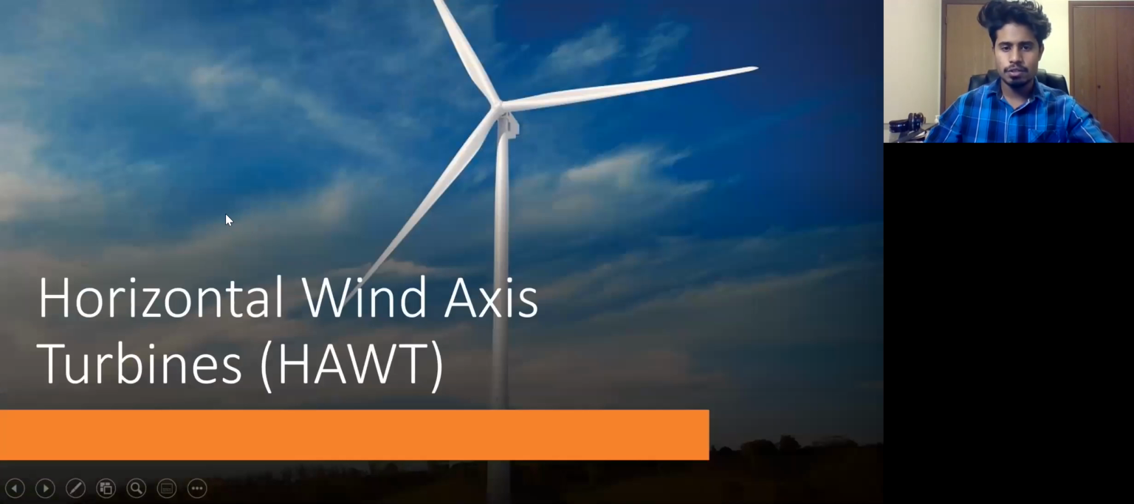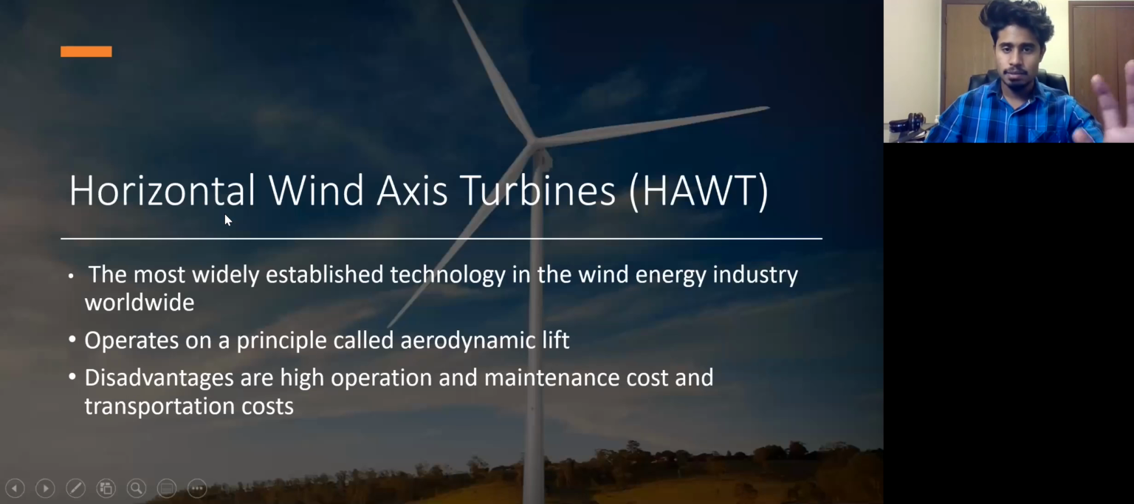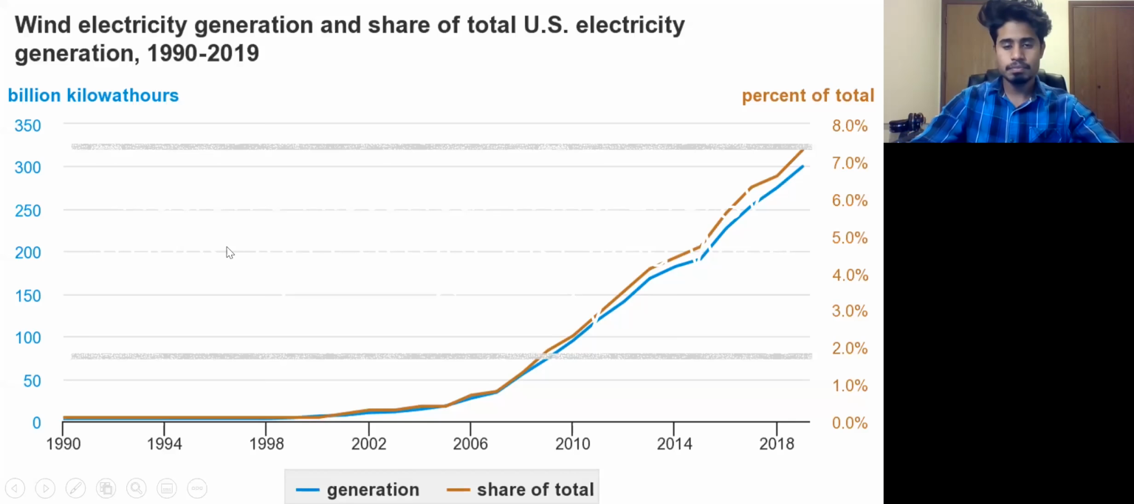So let's start with the horizontal axis wind turbine. It's the most common turbine. It's in the photo in the back, and you probably have seen this. The only issue with this is it has really high operation and maintenance costs. Seeing that these things are extremely huge, the transportation cost is a huge issue.